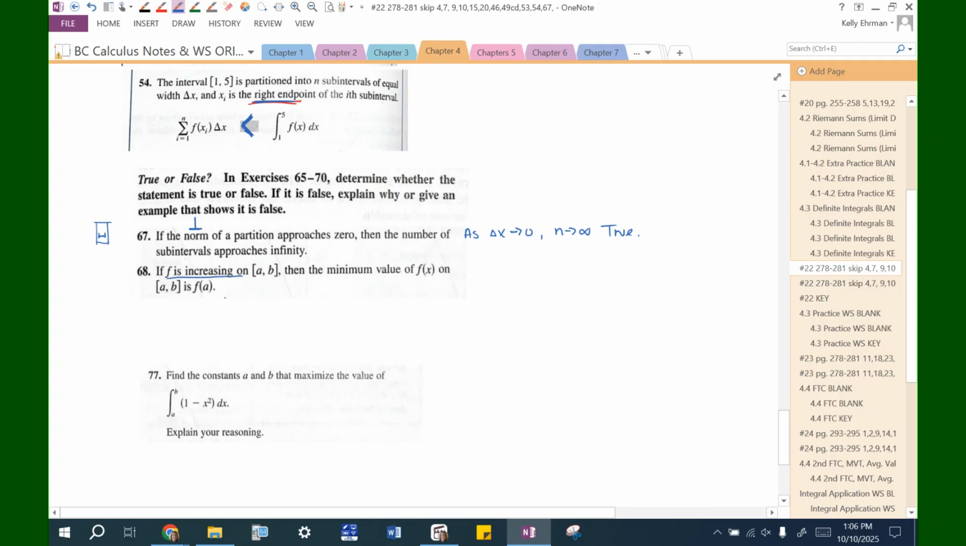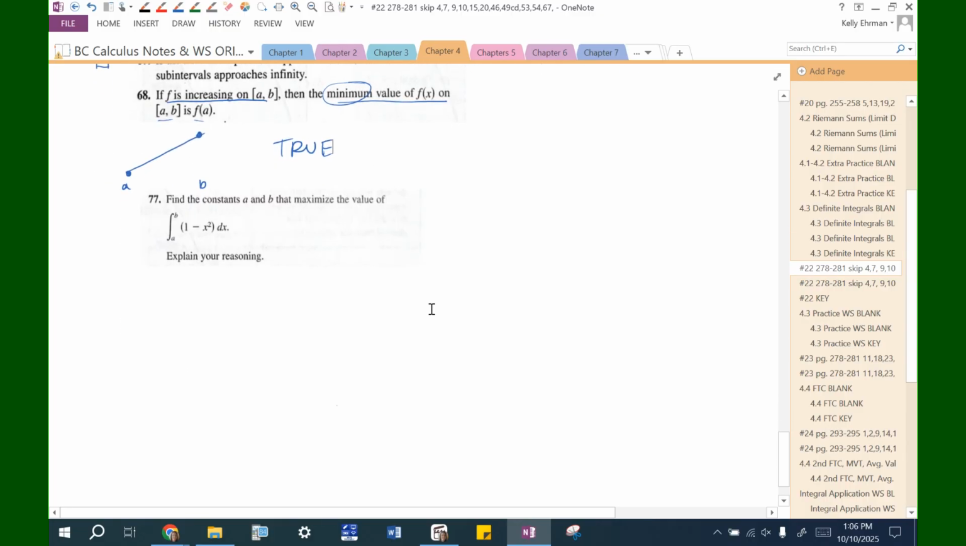If f is increasing on a to b, then the minimum value of f on a to b is f of a. F is increasing on a to b. Minimum, not relative minimum, but minimum is f of a. That seems true to me.